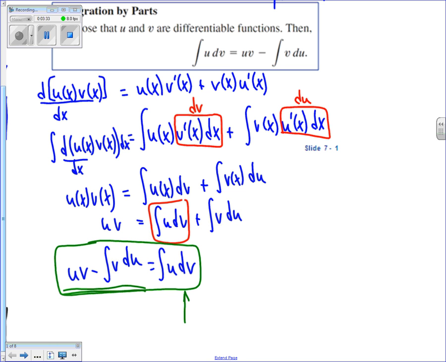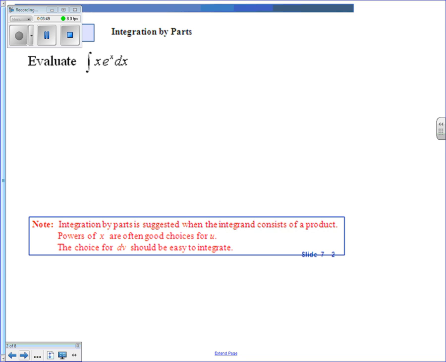Okay, so here's your formula. u and v are both differentiable functions, and the integral of u dv is equal to uv minus the integral of v du. So let's see how we choose those u's and dv's.